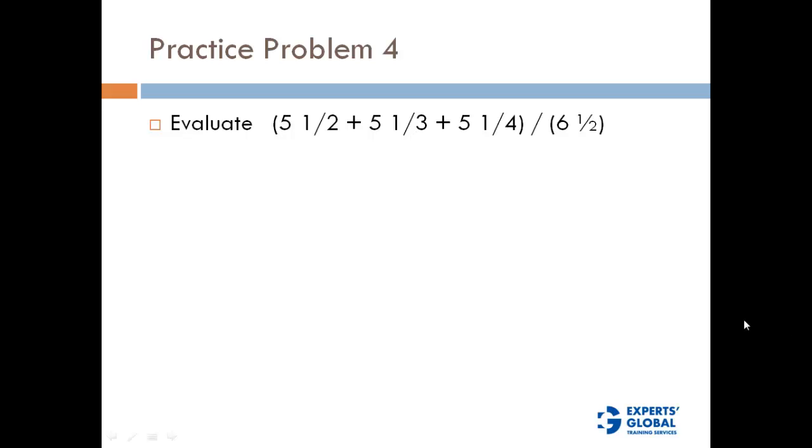Let's look at this particular problem. Evaluate the following expression. You can pause the video and give it a shot. Okay, let's look at this. What we have here is 5 1 by 2 plus 5 1 by 3 plus 5 1 by 4, divided by 6 1 by 2.